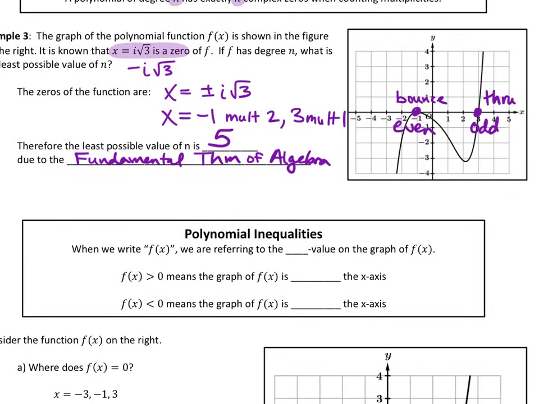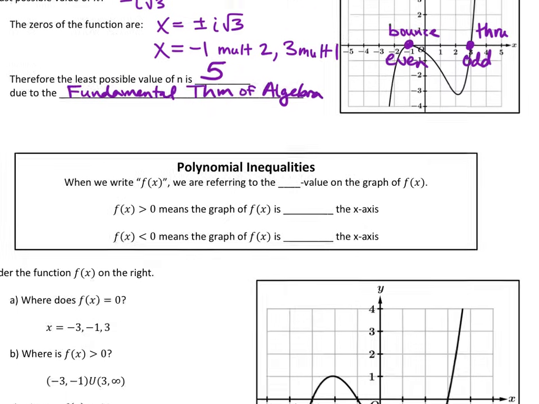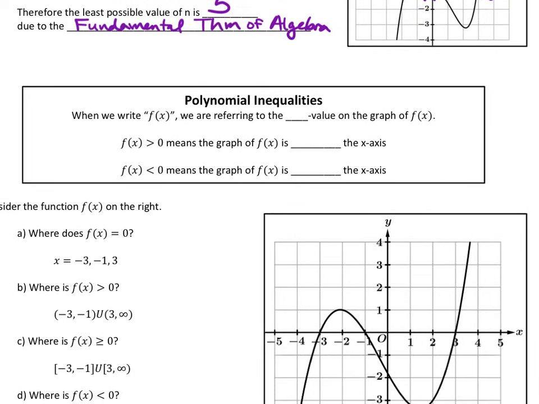Okay, here's where the highlighting section of our notes takes place. Again, I recommend having at least 3 colors, probably exactly 3 colors. When we are solving polynomial inequalities, especially with a graph, when we write f of x, remember we are talking about the output or y value on the graph. That's what f of x means. It's the name of the function, yes, but it's talking about the outputs or the y's.